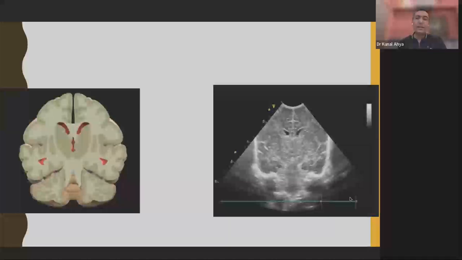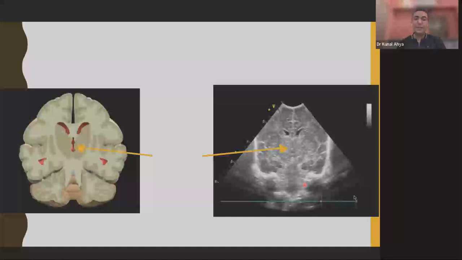Here anteriorly we are not seeing these two bright structures. Can anybody say what these two bright structures are? Yes, it is the choroid plexus. Very good. So these are the lateral ventricles. This is the choroid plexus. So we are just posterior to the caudothalamic notch, which we see in the sagittal views. Here our choroid plexus starts.